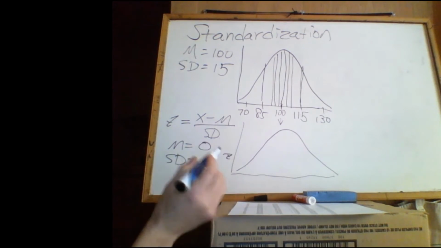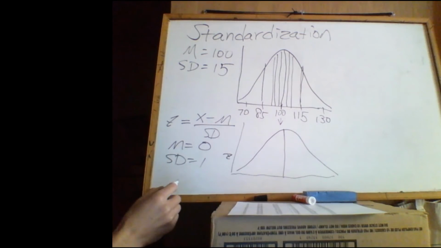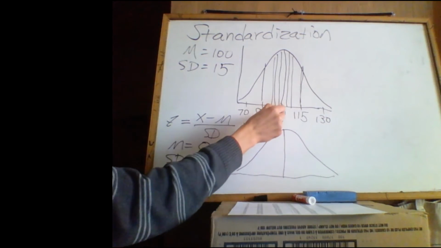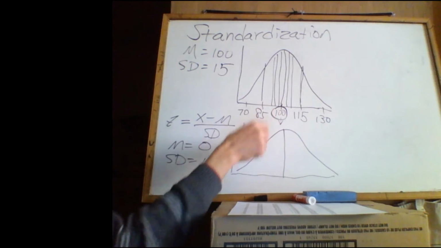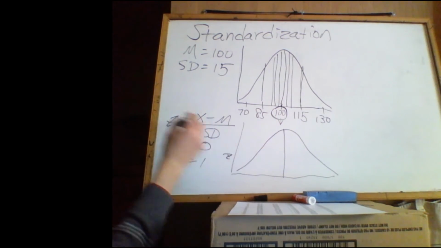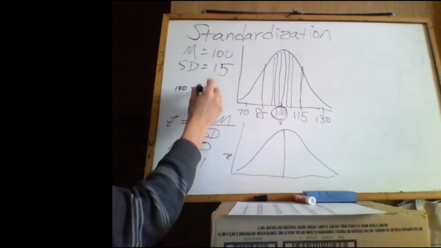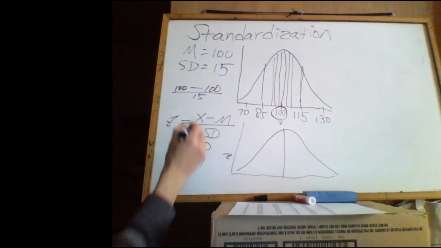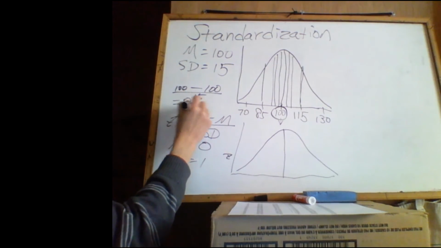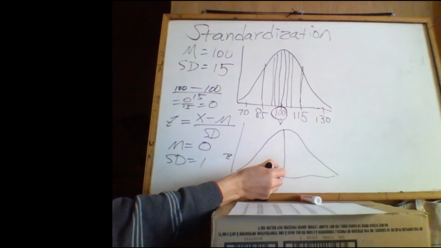Now, let me explain that to you. So the mean right here, why is it 0? We need to convert this 100 to standardize it. According to the formula, x is 100 minus the mean, 100, divided by the standard deviation, right? That equals 0 divided by 15, which is 0. Okay, so the mean is 0.